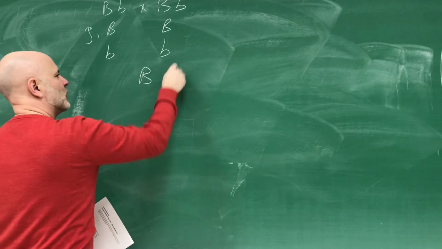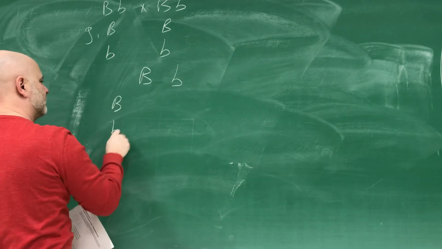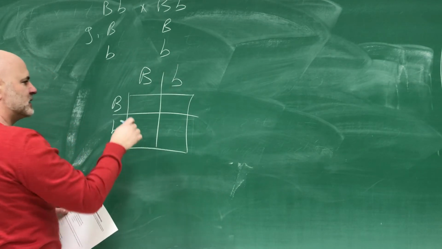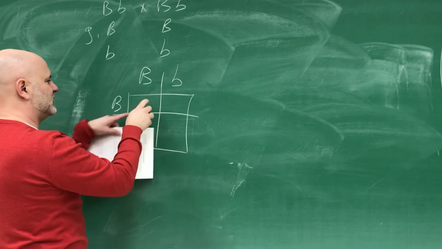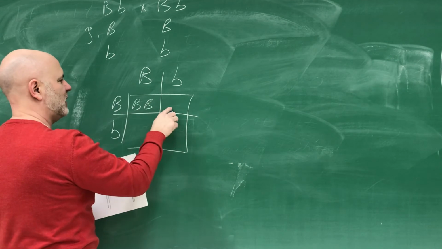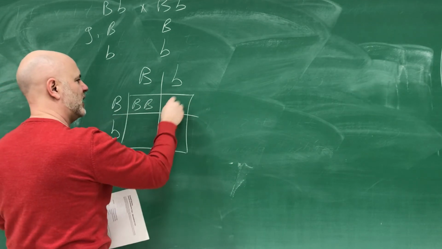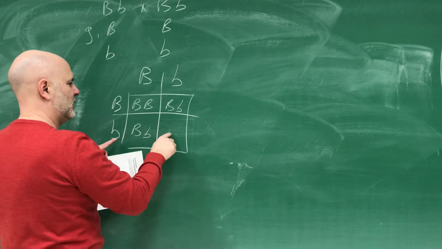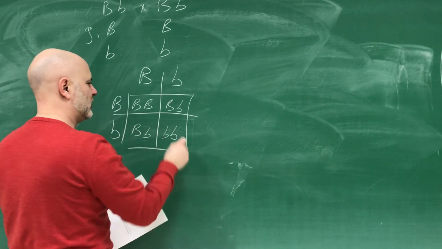So we're going to make our Punnett square and fill in the boxes. This box, these two together, big B, big B. This box, big B, little b. This box, big B, little b. This box, little b, little b.